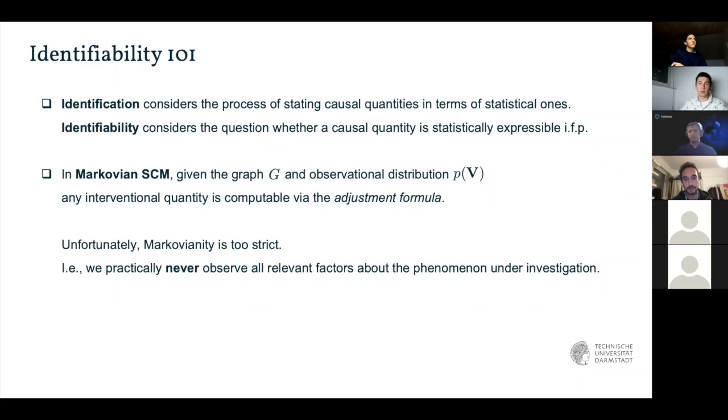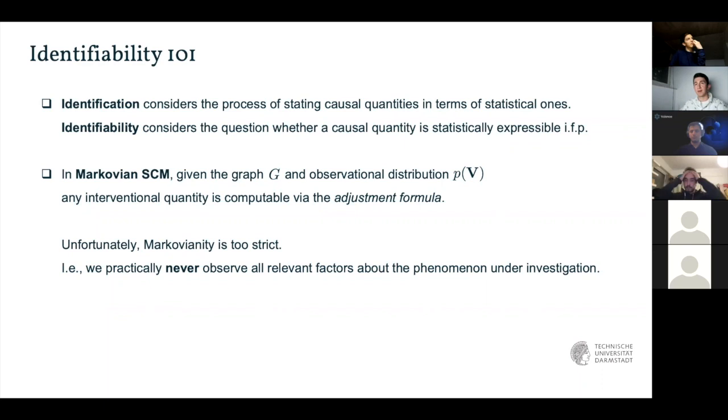Pun intended. And identifiability considers the general question of whether you can actually do it in the first place, right? So it's a little bit of wordplay here, but it's very important to note because it's an important distinction. One interesting result we know is that in the Markovian SCM, the ones we have been looking at with no hidden confounding, given the graph and the observational distribution, you can get any interventional quantity via this adjustment formula, right?